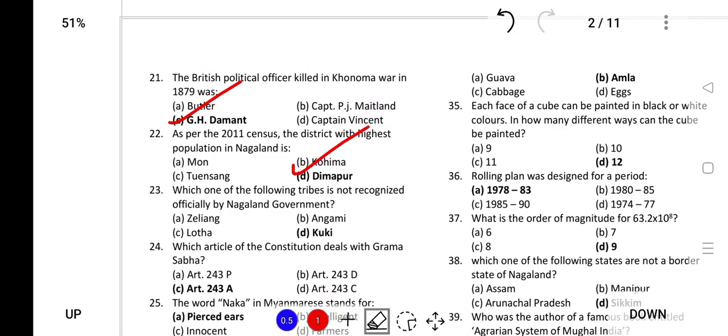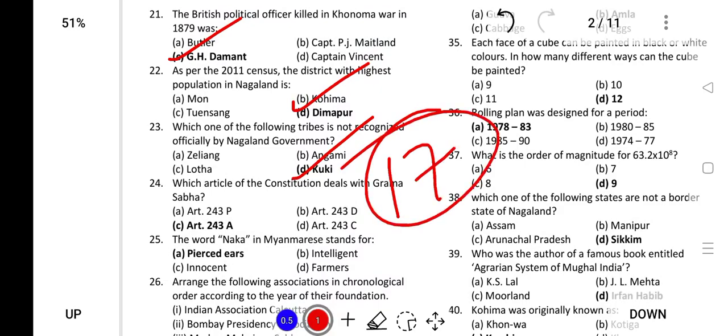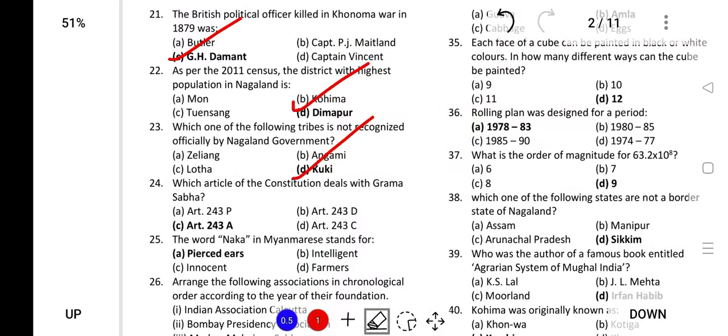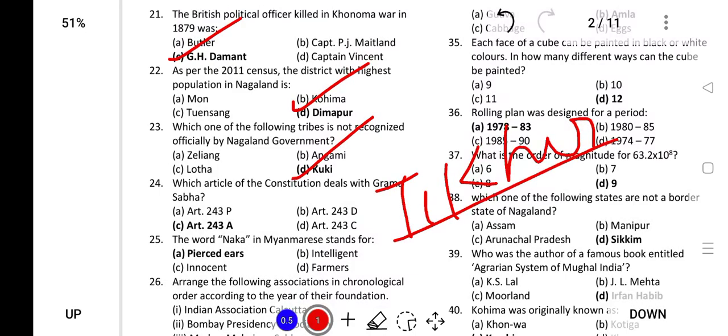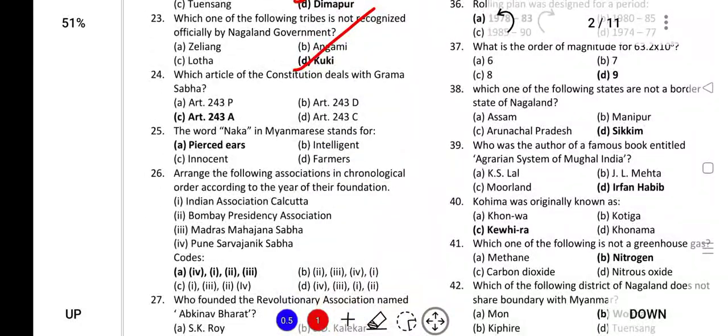Next, which one of the following is not recognized officially? So Kukido official tribe nai. Now there are 17 tribes in Nagaland, which include the latest one, Tikir tribe, a new tribe. Next, which article of the constitution deals with Gram Sabha? So Gram Sabha is 243A, that is from Panchayat. 243A.